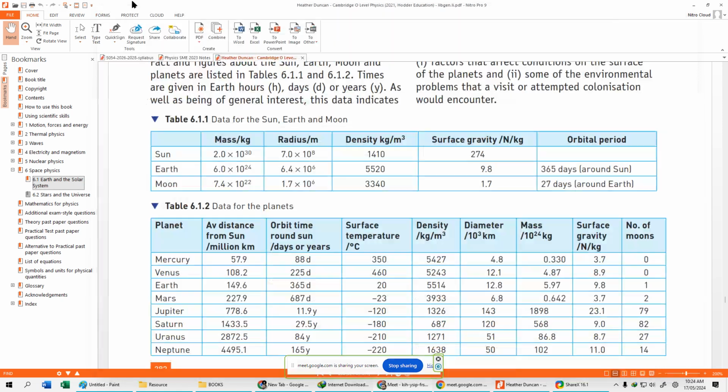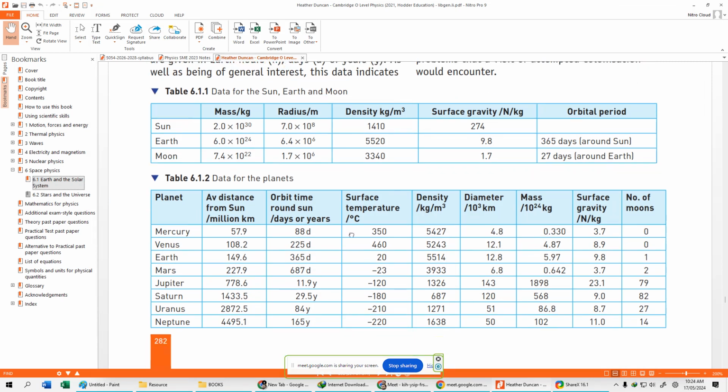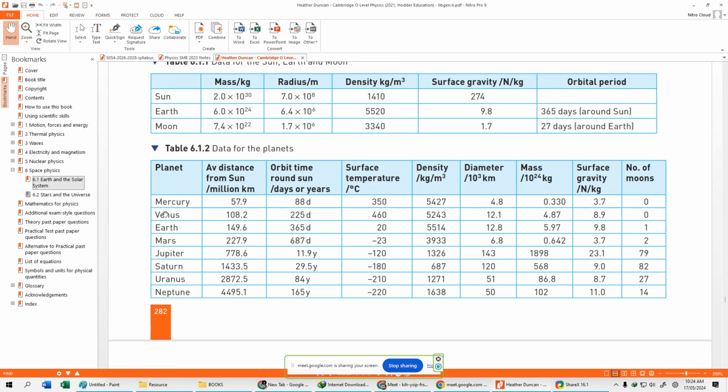So we'll start. This is the table that we have to understand now. I'm going to describe the behavior of this table. There is a certain pattern to these planets, and there are certain planets which fall a bit outside the pattern. Have a look over here.